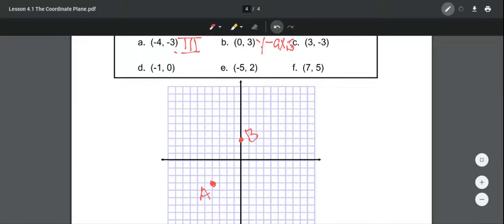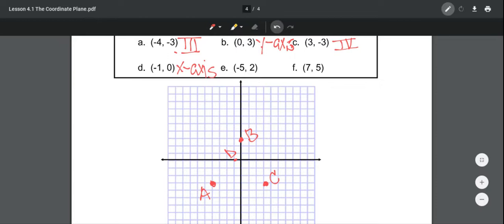The point for C, when beginning at the origin, tells us to move 3 spaces right and 3 spaces down, giving us this point C, which lies in the 4th quadrant. The point for D tells us to move 1 space to the left, but that 0 tells us not to move vertically, therefore giving us point D, which lies on the x-axis.